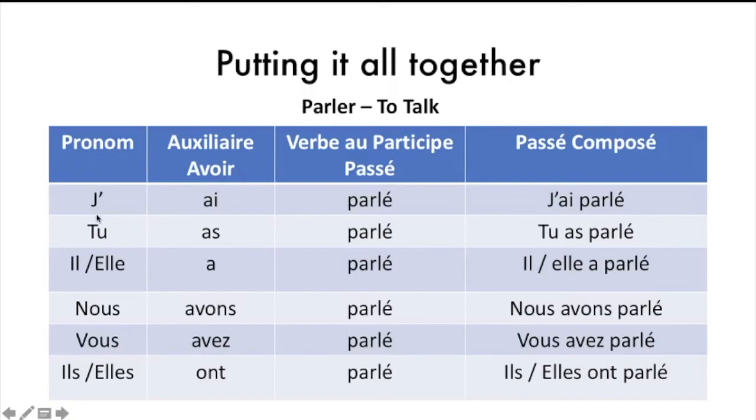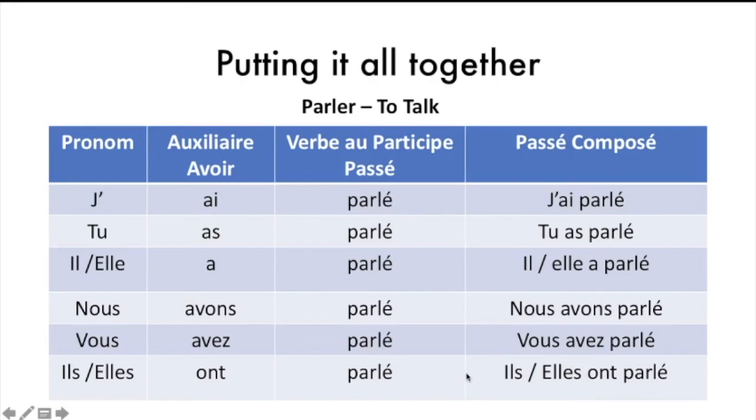So, when we put it all together, we have parler, which is to talk. So you have the pronom j'ai, apostrophe. The auxiliaire avoir was a, right, from the last one, j'ai. And the participe passé of the verb was parlé. So in the passé composé, you would have j'ai parlé, tu as parlé, il, elle a parlé, nous avons parlé, vous avez parlé, or ils, elles ont parlé.